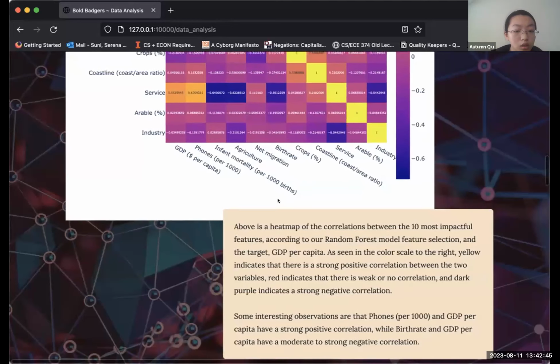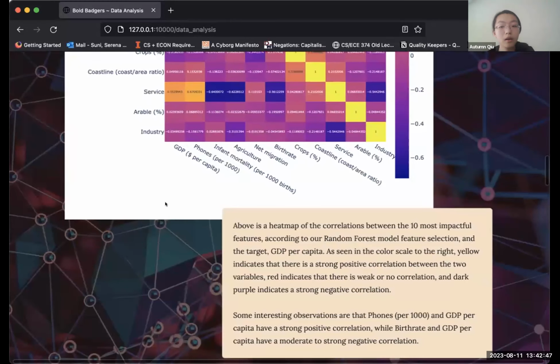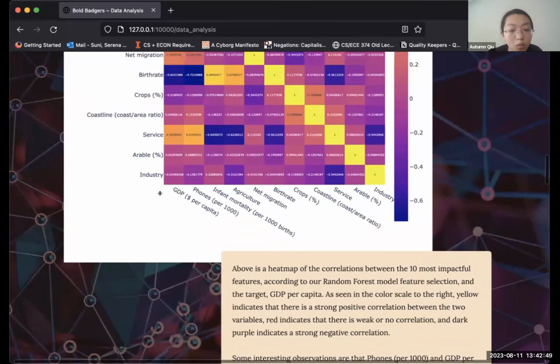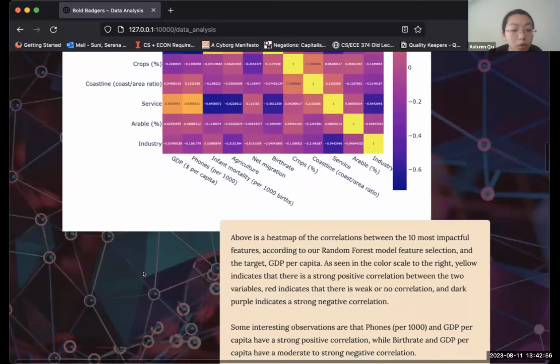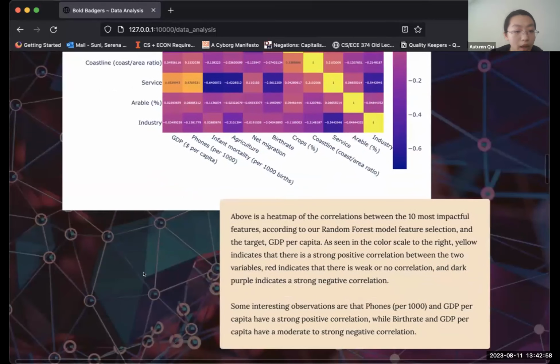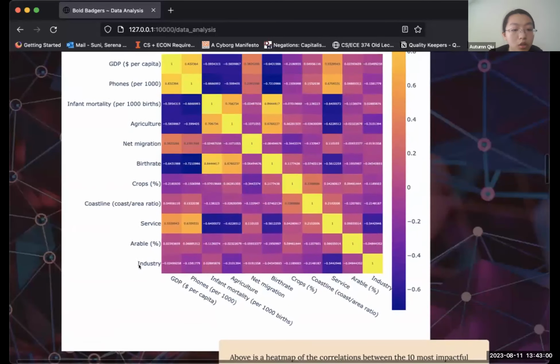Some interesting observations that we can make are that phones per 1,000 people and GDP per capita have a strong positive correlation, and then birth rate and GDP per capita have a strong negative correlation.